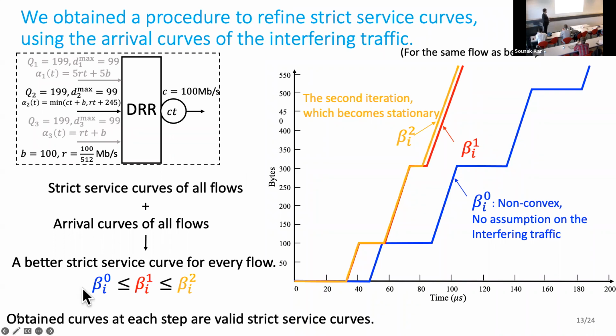So what we obtain is a procedure where we could start from our strict service curve with no assumptions on interfering traffic, iteratively apply the mapping, which takes into account the arrival curves of interfering traffic, and obtain an increasing sequence of valid strict service curves. So all these curves are valid, so we could stop iterating with respect to our computation budget.